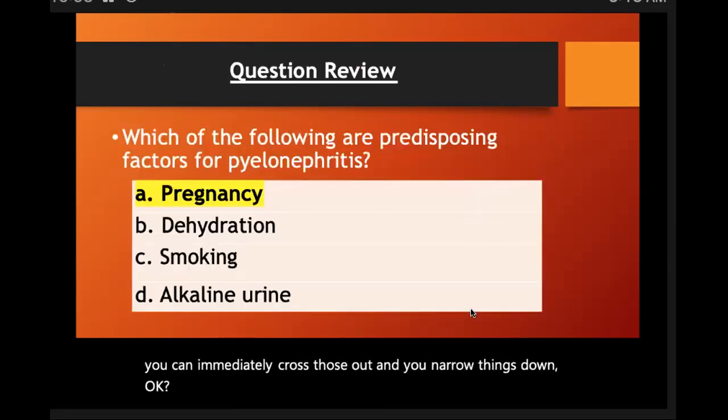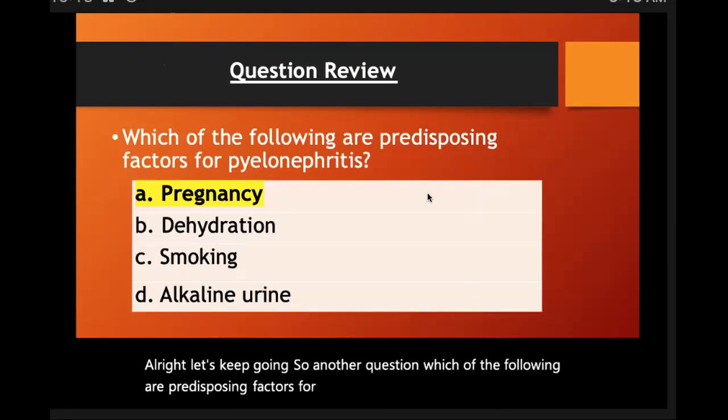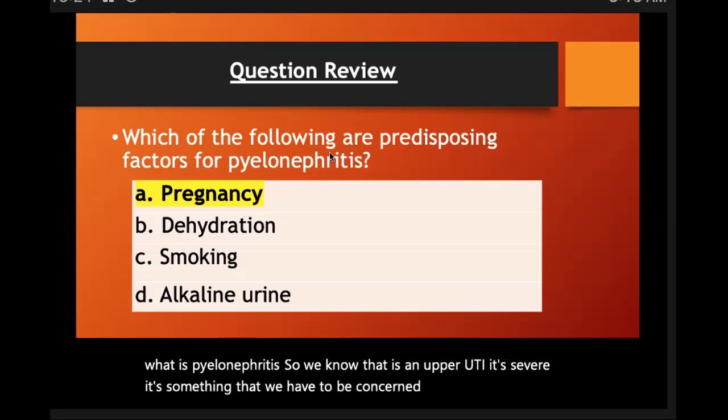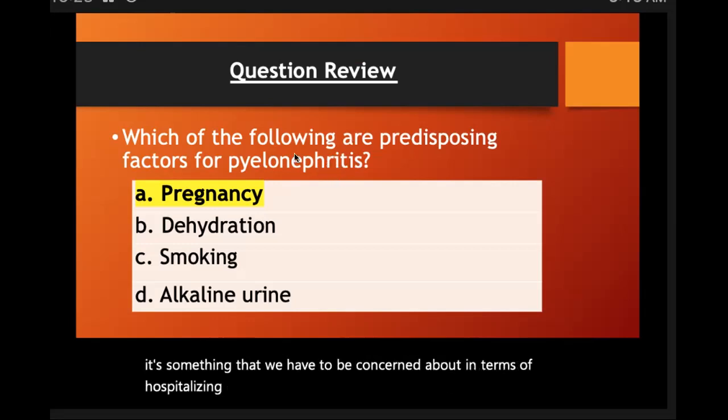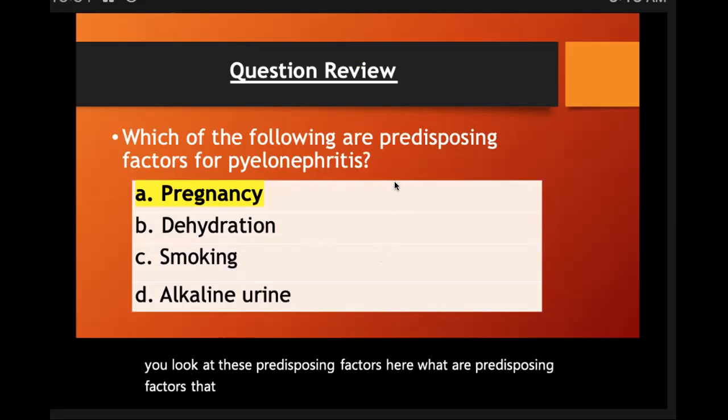So another question, which of the following are predisposing factors for pyelonephritis? Okay, so what is pyelonephritis? We know that is an upper UTI. It's severe. It's something that we have to be concerned about in terms of hospitalizing patients, especially if they have other risk factors. When you look at these predisposing factors, what could make pyelonephritis something very severe? Well, again, let's knock out a few things.